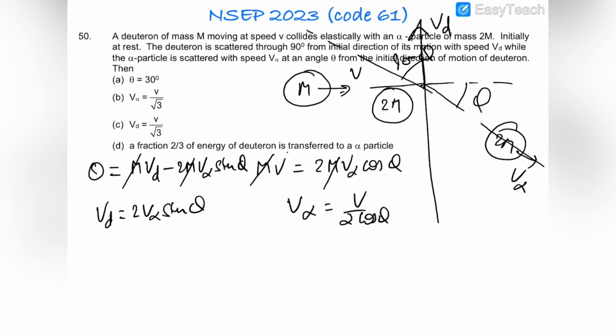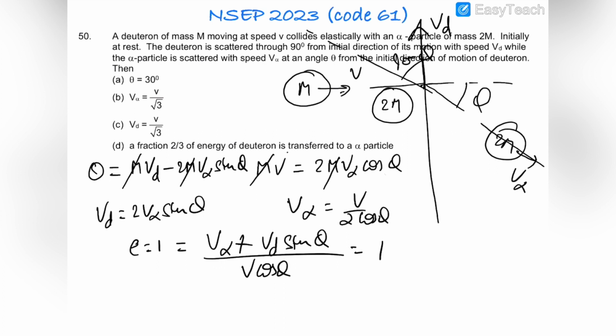Okay, this is Vd, and e is 1. So e is V relative along the LOI. So along the LOI, V relative is V alpha minus Vd sine alpha sine theta, this is plus because we have to take the relative velocity, divided by the initial velocity along the LOI, which is V cos theta. This is 1. So V alpha is V upon 2 cos theta, plus Vd is 2V sine theta. So this is 2V alpha, where V alpha is V by 2 cos theta. This is V by 2 cos theta into sine square theta, and it is equal to V cos theta.